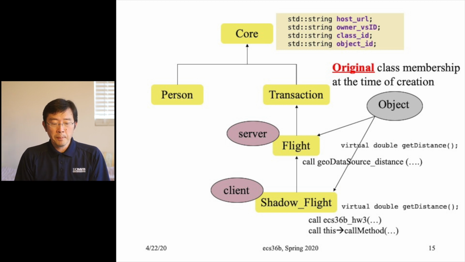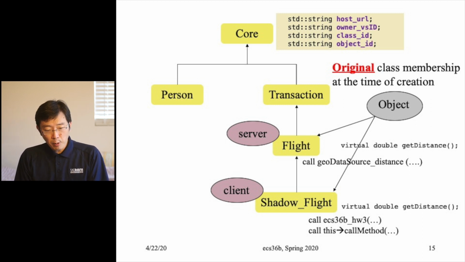So this picture is showing part 2 of homework assignment number 3, where the first requirement is to just do getDistance. And as I mentioned, I have two virtual functions.